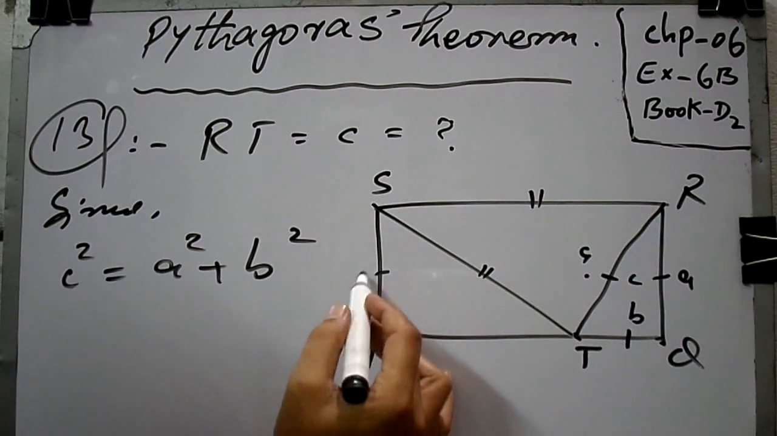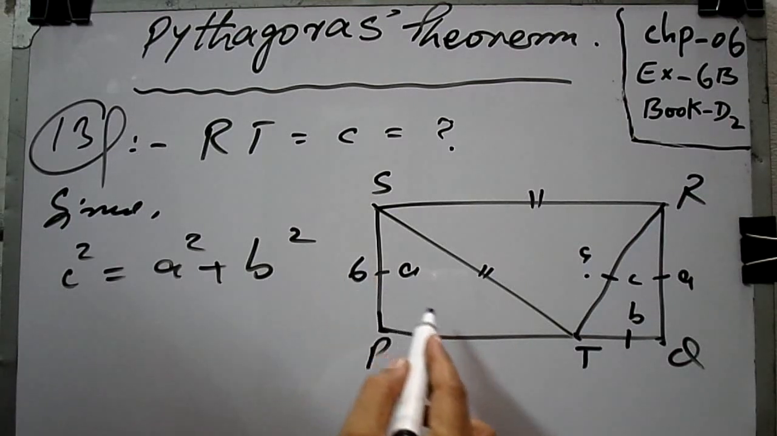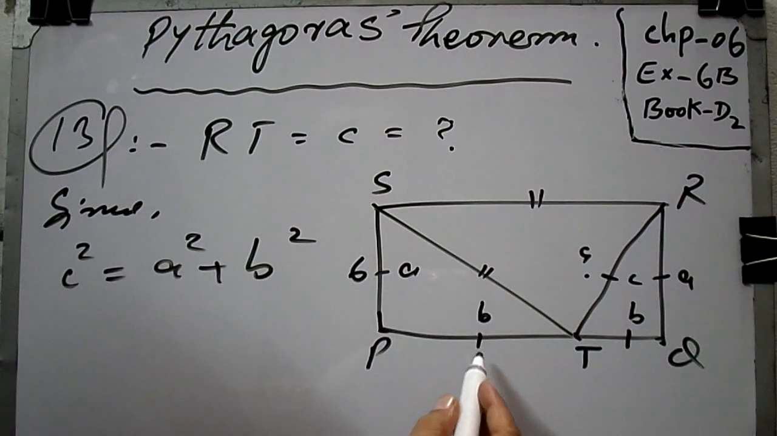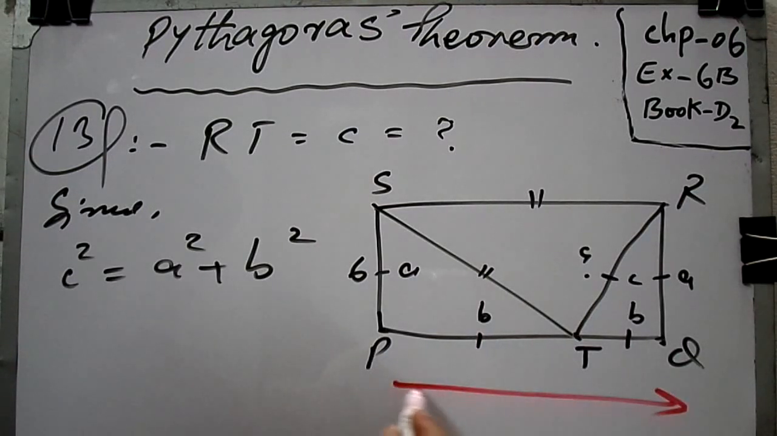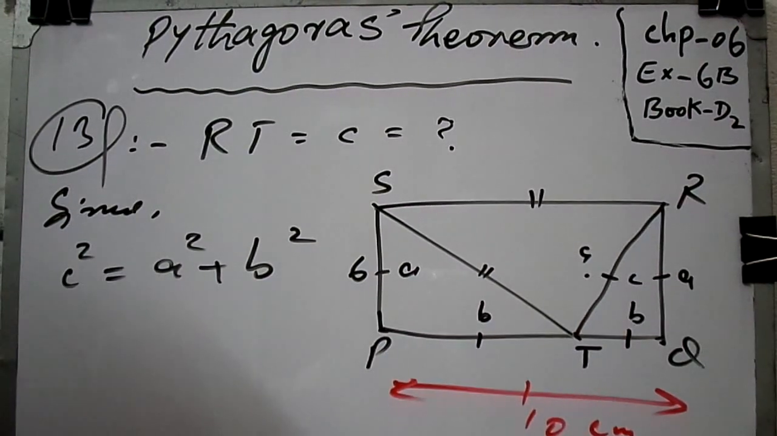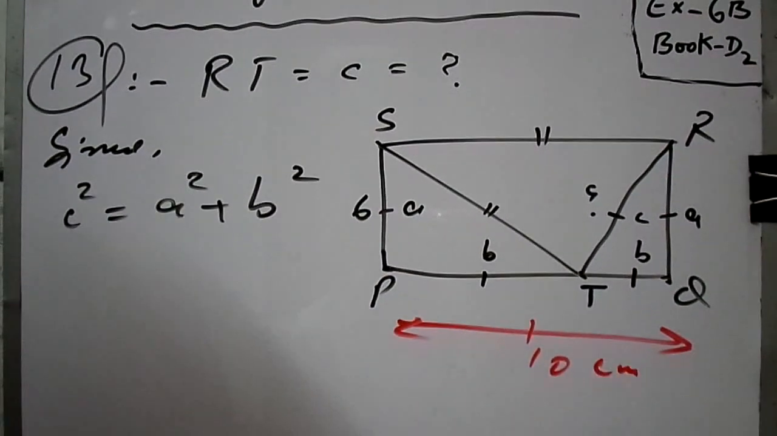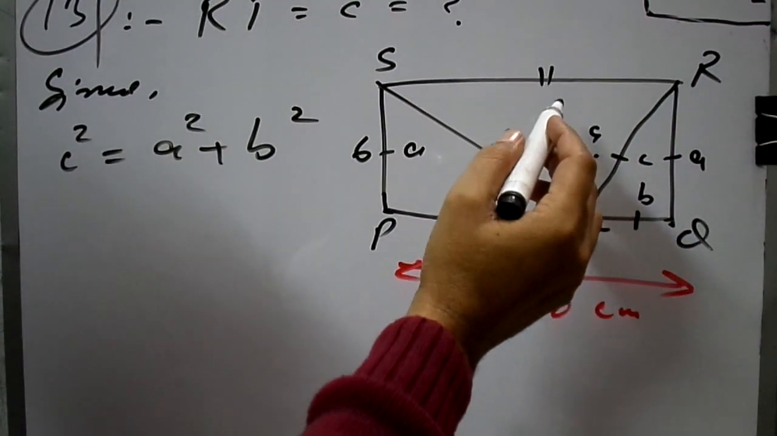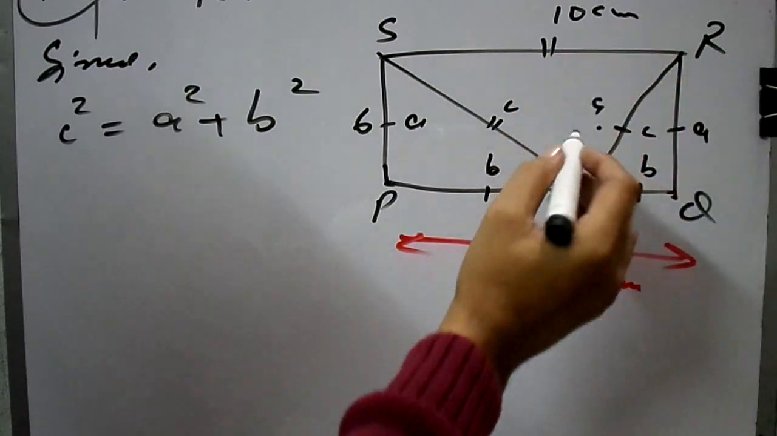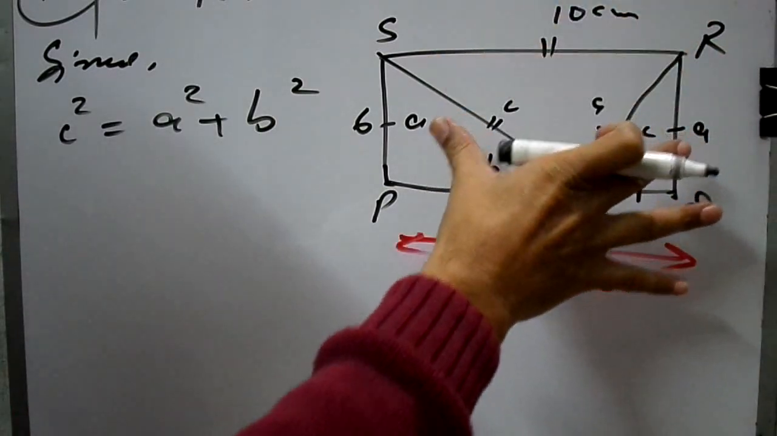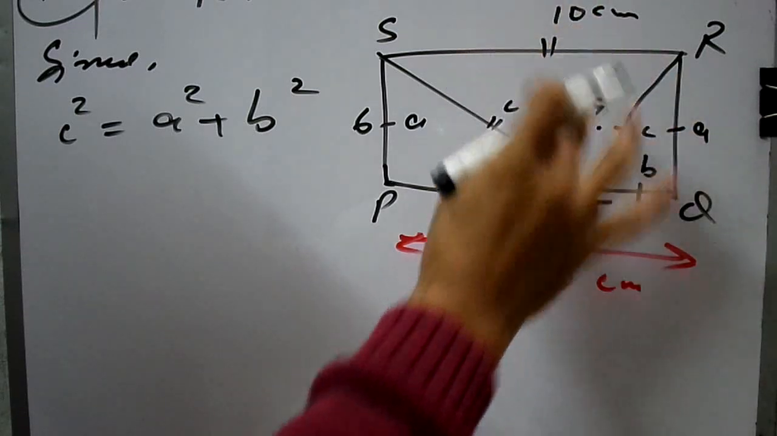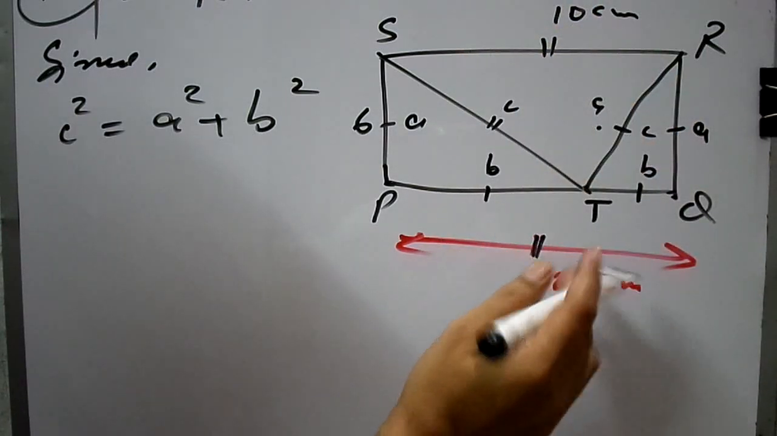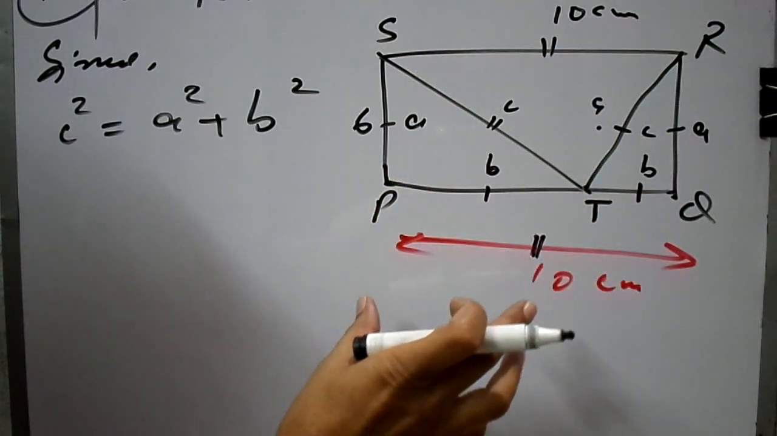In this triangle we can see that A is equal to 6, that is your base B, and the full length up to this, you can see here, this length is given to you, that is 10 centimeter. So these two sides are equal, which is this one also known as C. This is also your 10 centimeter. Because the opposite sides are equal in a rectangle, so this one is 10 centimeter, this one is also 10 centimeter. So now we have to find the value of RT.